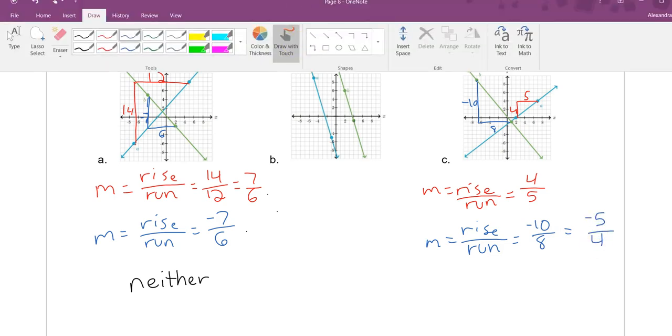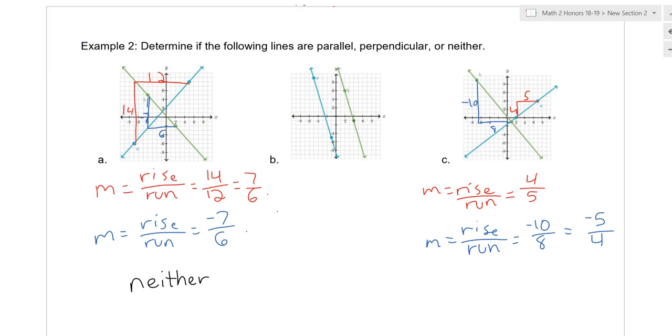So we should be able to tell pretty much right away these are not parallel. They're not the same. We have to check if they're perpendicular. Well, 4/5 to negative 5/4, those are opposite. 4/5, if I flip that fraction, right, it does become 5/4. So these are perpendicular. Those are opposite reciprocals.